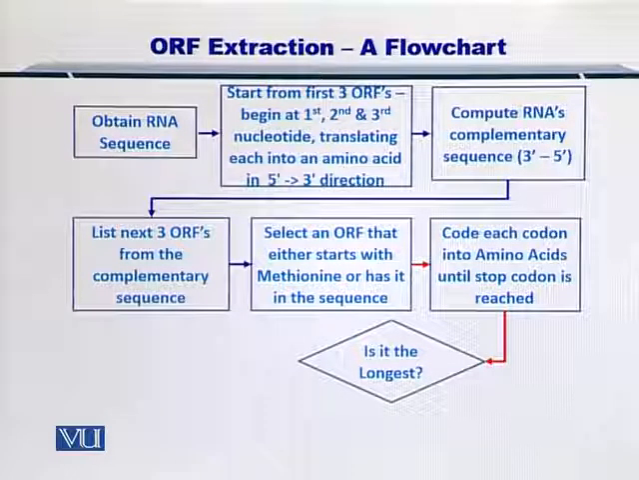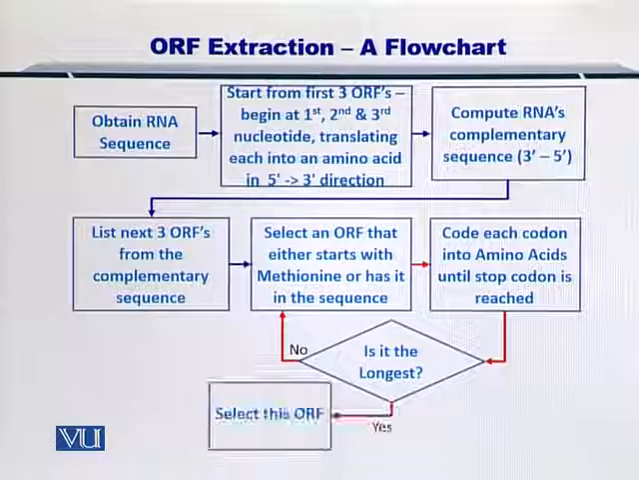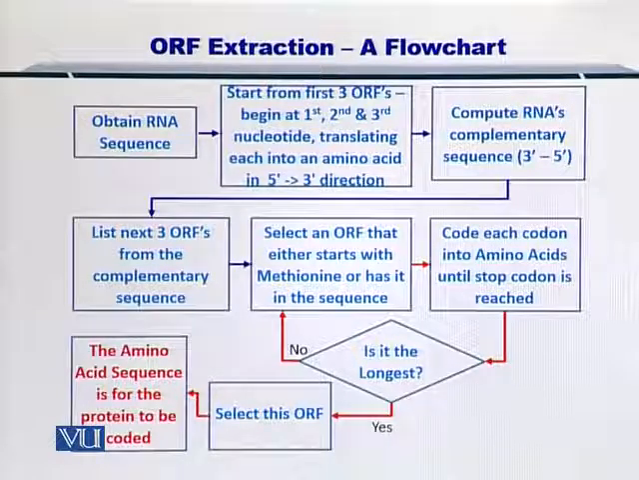So if you know that this is the longest nucleotide sequence that is encoding for the amino acids, then you select it. Otherwise, you go back and you select a different ORF, let's say ORF number 2 or ORF number 3, ORF number 4, 5, and 6. And you select the one which forms the longest protein. So once you know which ORF forms the longest protein, you select that ORF and you convert it into the amino acids, and that is the protein that will be encoded by that portion of your RNA.